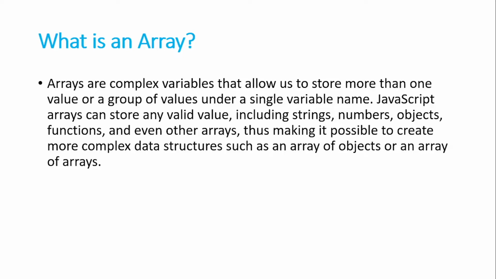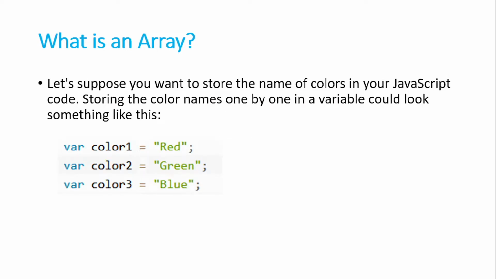Arrays are complex variables that allow us to store more than one value or a group of values under a single variable name. JavaScript arrays can store any valid value, including strings, numbers, objects, functions, and even other arrays. Thus making it possible to create more complex data structures such as an array of objects or an array of arrays.